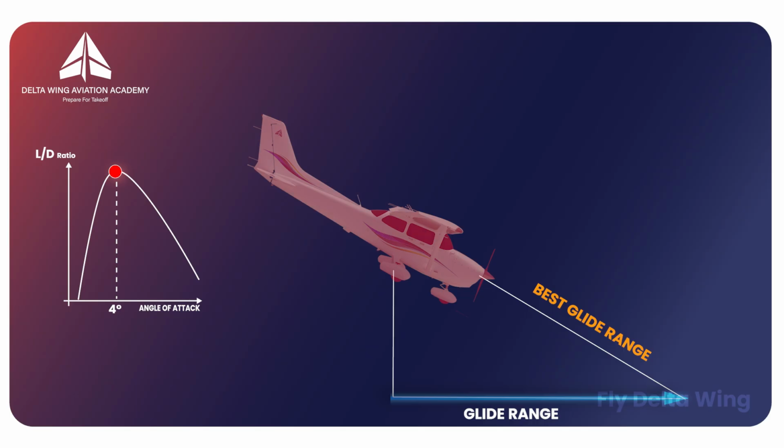Should the glide speed increase, the angle of attack will decrease to less than the optimum. The lift-to-drag ratio will reduce, and consequently, the glide range will be shorter. Should the glide speed decrease, the angle of attack will increase. The lift-to-drag ratio will also reduce, and consequently, the glide range will be even shorter.